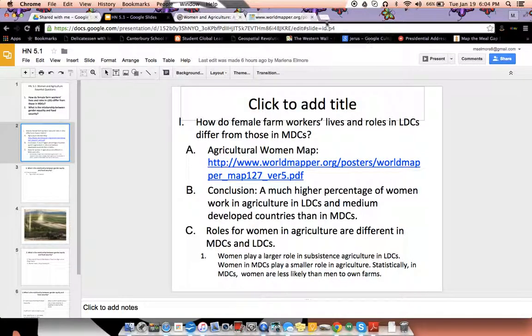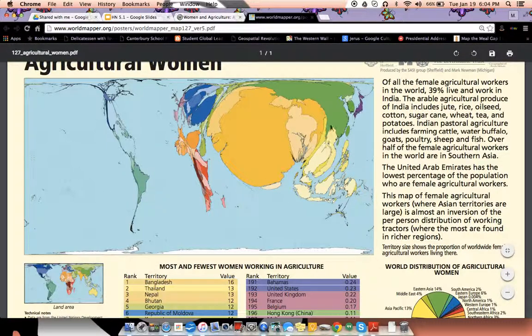And then make sure that you know what type of map this is. Okay. All right. Take care.